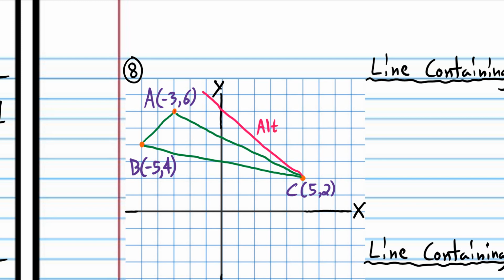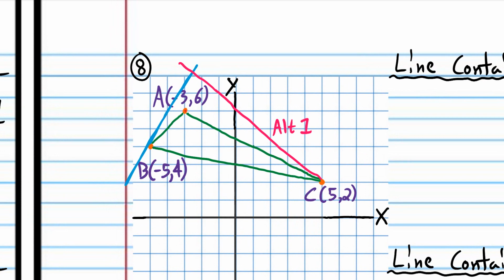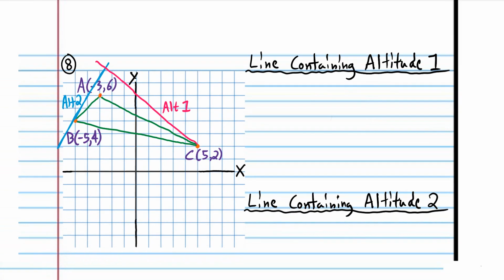Doesn't have to be perfect, so that's altitude 1. And I'm going to consider this to be the base. So if that's the base, then this would be altitude 2, or the line containing altitude 2. So our intersection point should be somewhere up here. It's actually off the graph. So that's another reason that you want to use this math. So that's altitude 2. So go ahead and try number 8.